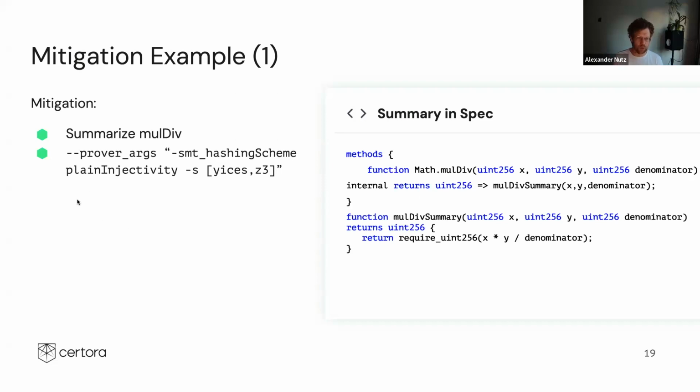So we applied the summary, and then we also changed the solvers. Especially for nonlinear operations, this Yices solver is interesting. In order to have that activated, this SMT hashing scheme has to be set. For now, just take these options as a bundle. We'll also document them as a bundle, to say: when you have reduced your nonlinear operations to a reasonable amount and it's still timing out, then try this option. So that's one mitigation example.